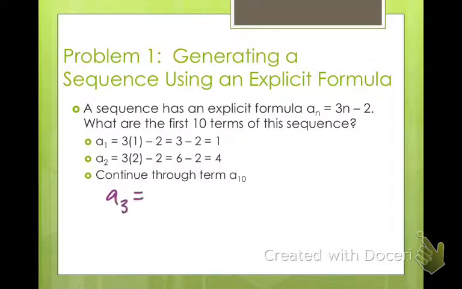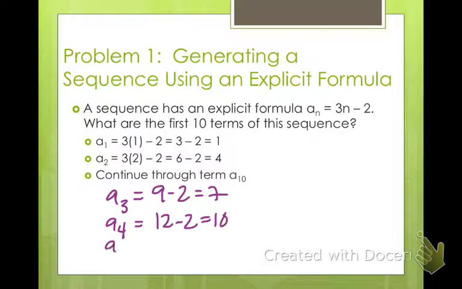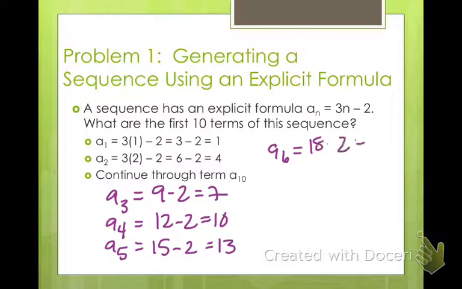So a sub 3 would be 3 times 3, which is 9, minus 2, which is 7. A sub 4 is 3 times 4, which is 12, minus 2, which is 10. A sub 5 is 3 times 5, which is 15. 15 minus 2 is 13. A sub 6, 6 times 3 is 18, minus 2 is 16. A sub 7, that's 21 minus 2, which is 19.